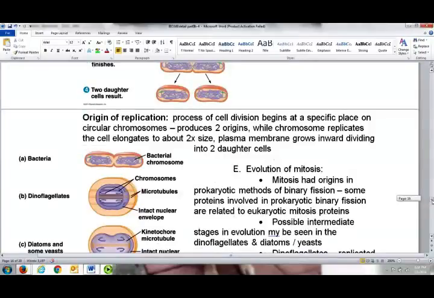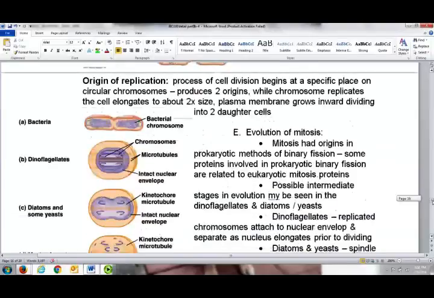So the origin of replication is the process of cell division that begins in separating the 2 circular chromosomes. It will produce 2 origins while the chromosome replicates, and the cell is going to elongate to about twice its normal size. The plasma membrane will grow inward to create the division into 2 daughter cells.